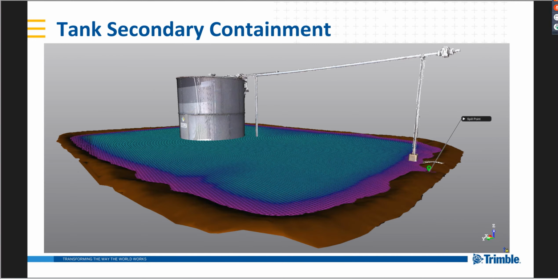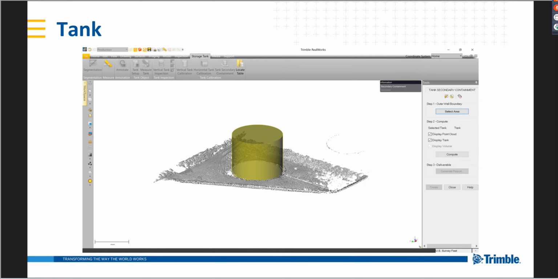The next thing that we look at is secondary containment. So if you're going to measure the dike walls, the earth walls built around a tank, or concrete walls, we've got automated tools to help you there as well. In this case, we've got tools to automatically clean the ground to remove vegetation, people, vehicles, and equipment that might be parked out there temporarily to get down to the bare ground.